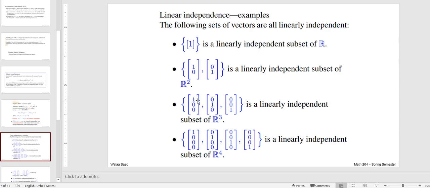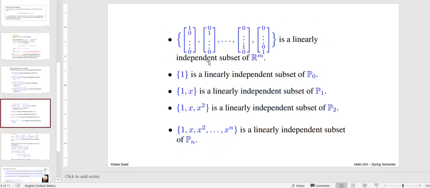Here, this set includes 3 vectors. In these 3 vectors, every corresponding elements include only one non-zero. Here 2 zeros and 1 non-zero. The second, 2 zeros, 1 non-zero. The first, 1 non-zero and 2 zeros. Therefore, this set is linearly independent. Also for R4 and so on. Here for Rn of n components, if there is only one non-zero in every corresponding element, then it's linearly independent.